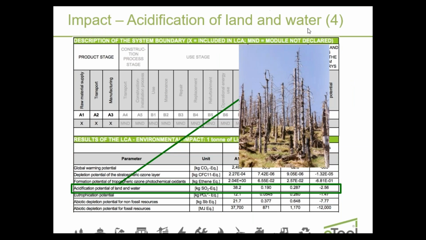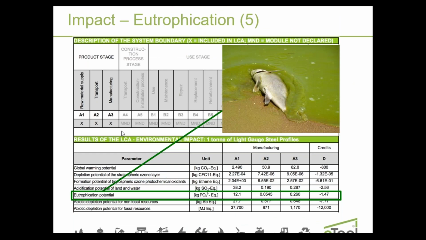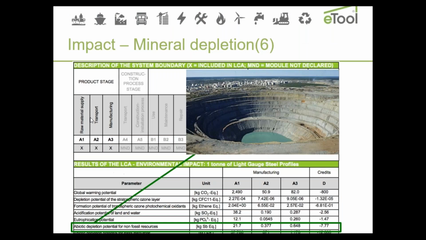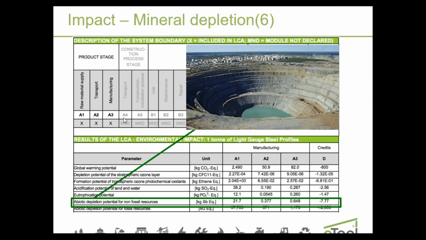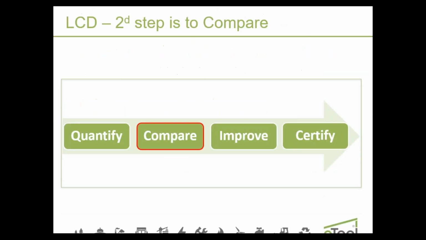Acidification of land and water caused by acid rains. Eutrophication, so this is excessive growth of nutrients in water bodies caused by use of fertilizers in agriculture, for example. Quite a nasty picture, okay. And finally, mineral depletion and fossil fuel depletion. So these 7 are most important and probably the worst impacts on the environment, and that's why they need to be assessed for the LCA.